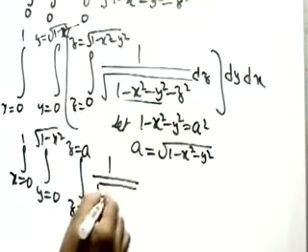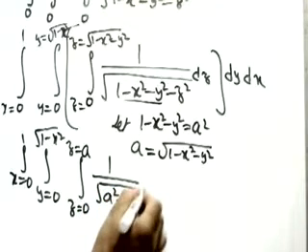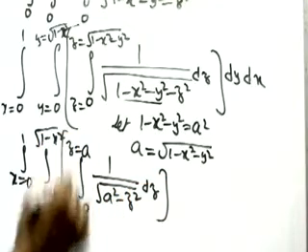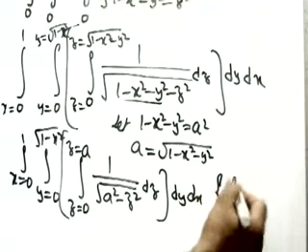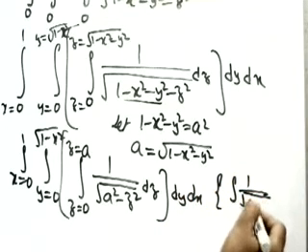1 divided by under root of, up to here we have taken a square, so this will become a square minus z square dz. So let me take outside this dy dx. Now we are having a direct formula.